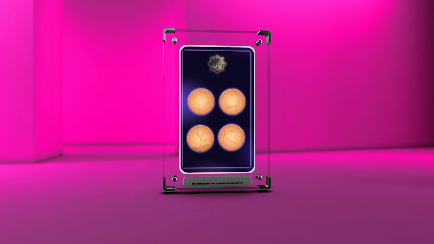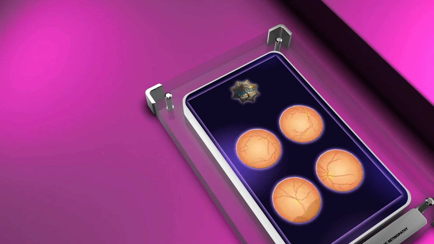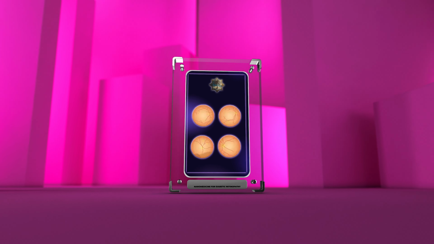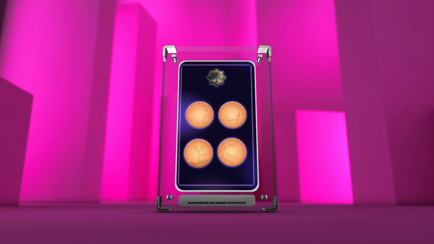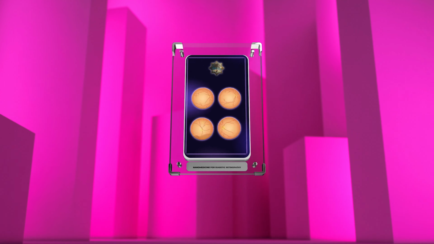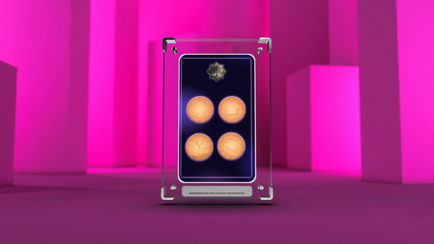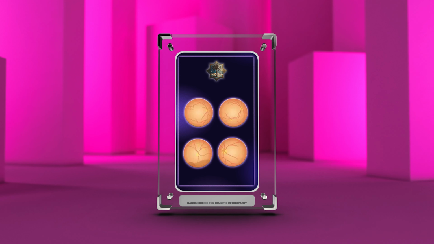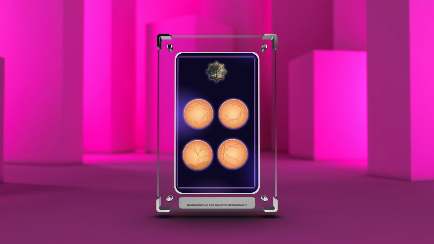Medical nanotechnology, revolutionizing healthcare. Welcome to the world of medical nanotechnology, a field that merges the realms of medicine and engineering to develop innovative solutions for diagnosing, treating, and preventing diseases. In this script, we will delve into the fascinating domain of medical nanotechnology, exploring its applications in the management of diabetic retinopathy, a leading cause of blindness worldwide.